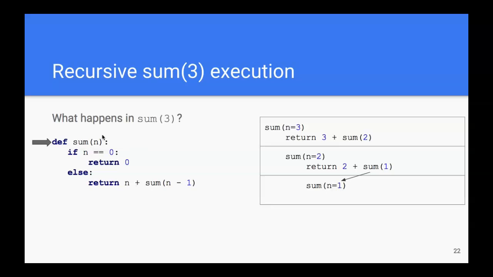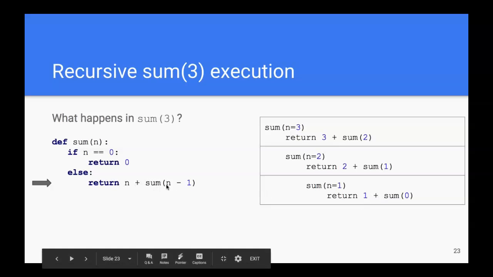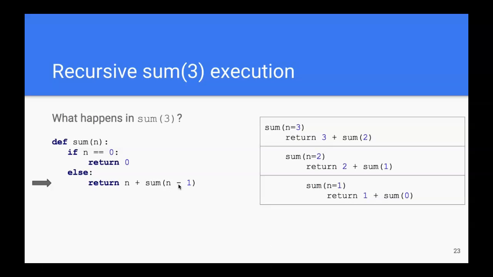n is 1. Is 1 equal to 0? Well, that's also false. So again, we come to the last line. And this time it is return n, which is 1, plus sum of n minus 1, which is 1 minus 1, and we get a 0. So yet again, I think you might be getting bored now, we cannot return yet, right? We still have to calculate sum of 0.